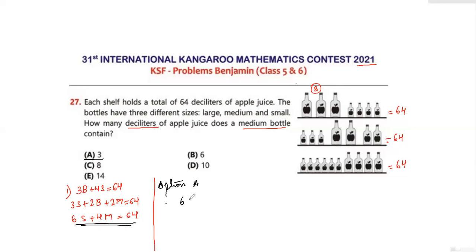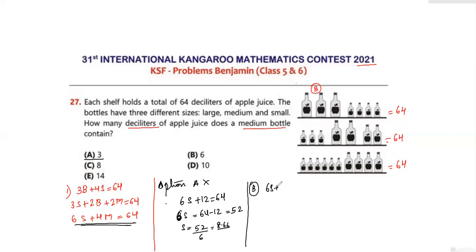So what does that mean? 6 small, and if it is 3 medium, I get a 12, which equals 64. Therefore, 6 small bottles will be equal to 64 minus 12, which is 52. So each small bottle will be 52 divided by 6. But 52 is not divisible by 6, so you will get a decimal, 8.66. Since I'm getting a decimal for the value of a small bottle, A is not my answer.